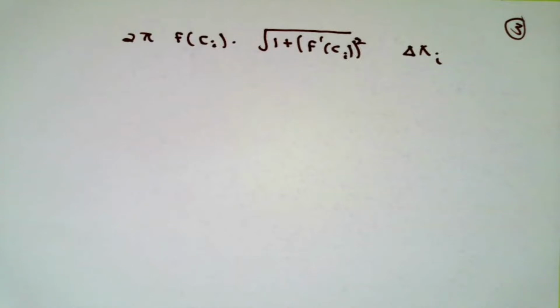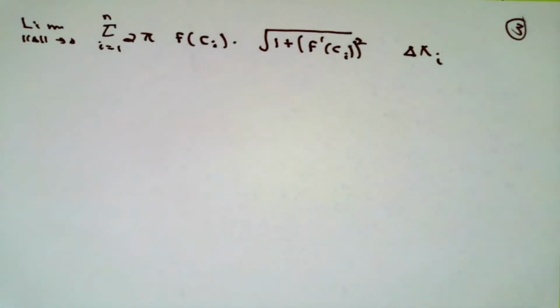The amount of surface area that goes with the frustum that comes from revolving that one strip about the x-axis is 2 pi times the radius times the slant length, as it's also known. In this case, that will be 2 pi times f at c_i times the amount of arc length, which is approximately radical 1 plus the square of f prime evaluated at c_i times delta x_i. And at this stage, everyone knows what's going to happen.